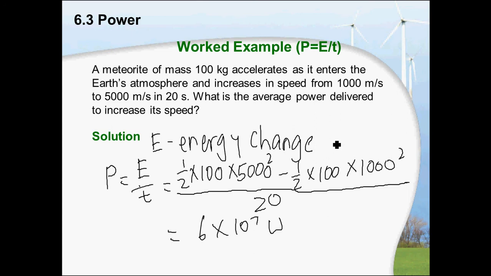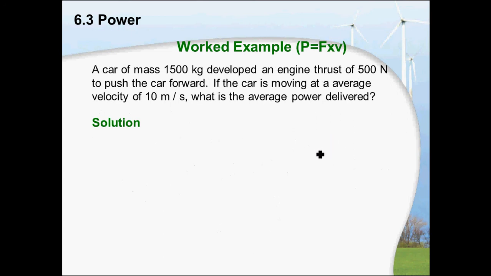Okay, now the last one. When do you apply power equal to force times velocity? Okay, you apply power equal to force times velocity if the average velocity of the car, or the object, is given, and the force applied is given. Like for example, in this question, a car of mass 1,500 kg developed an engine thrust of 500 Newton to push the car forward. If the car is moving at an average velocity of 10 meters per second, what is the average power delivered? Alright, so the solution will be power equal to force times velocity.